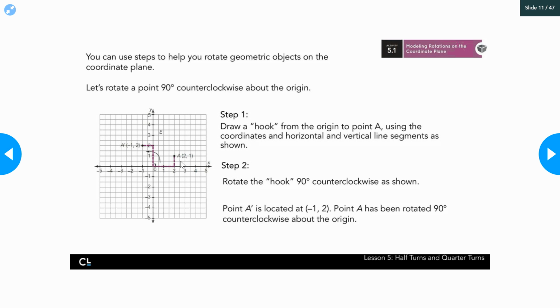From this point we're going to draw a hook from the origin. So here you're noticing they draw along the x-axis and then up the y amount. So 2, 1. Kind of like how you would find a coordinate point.